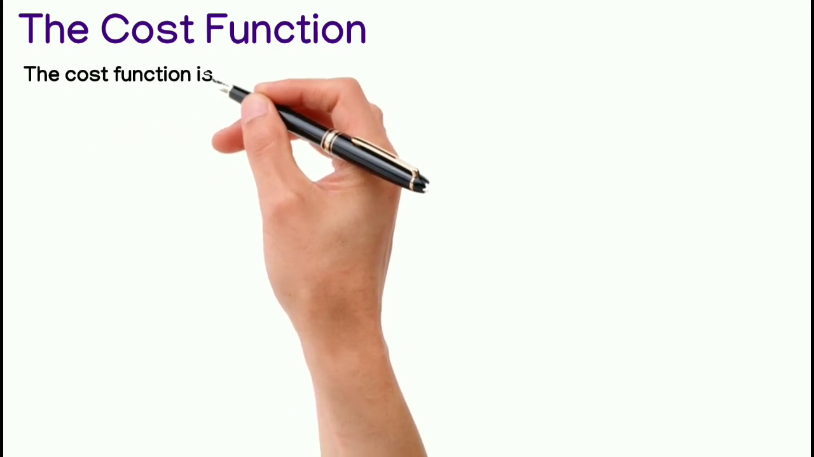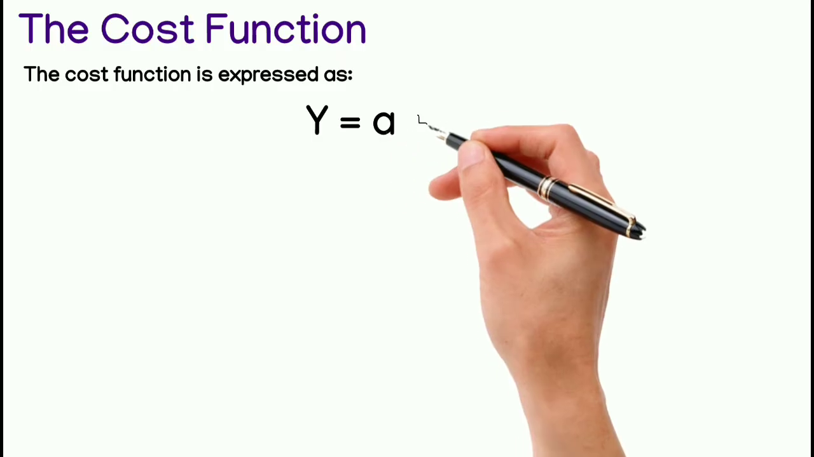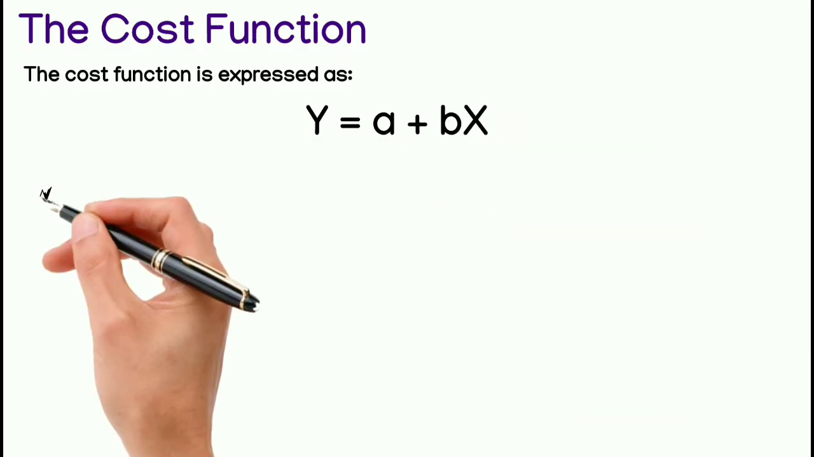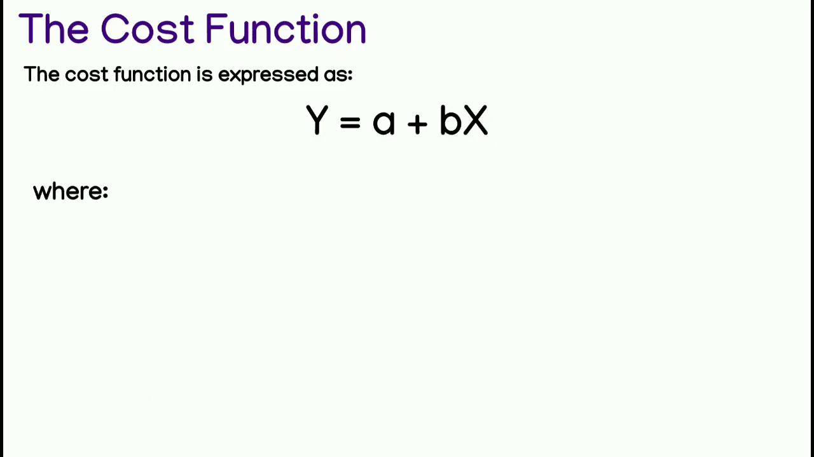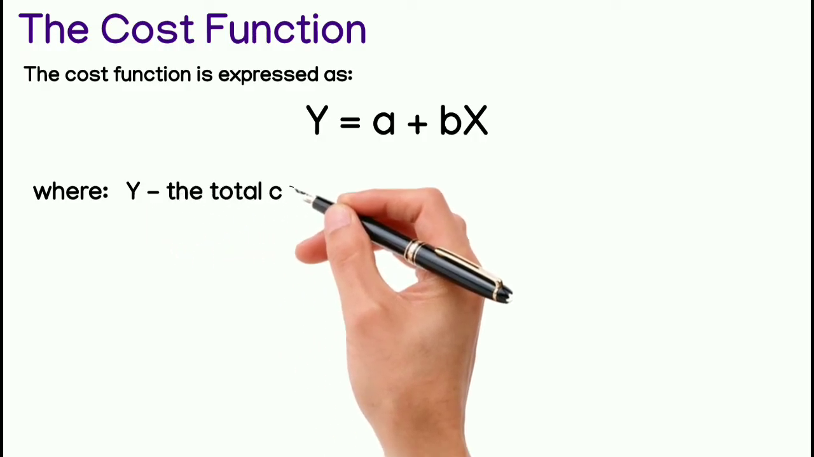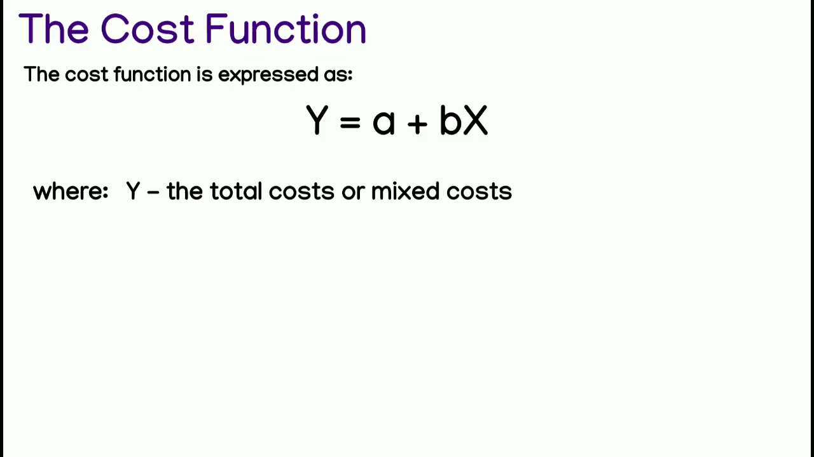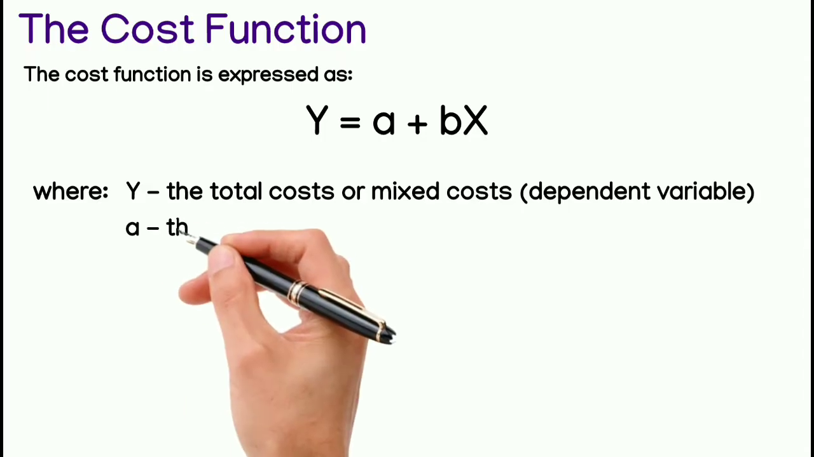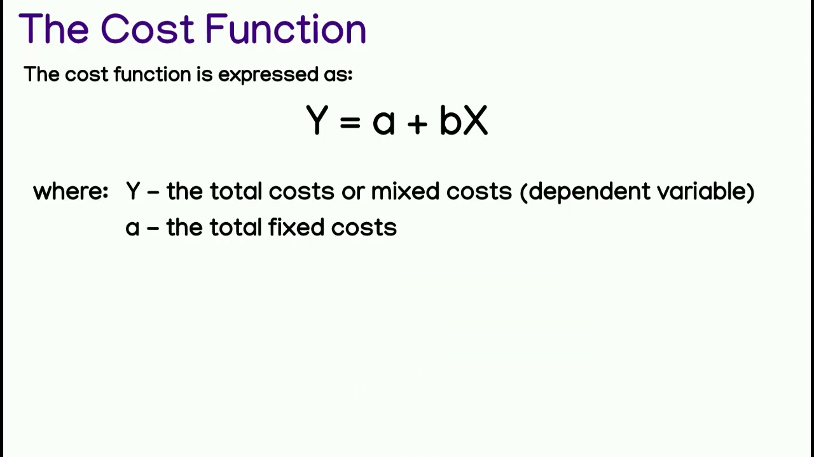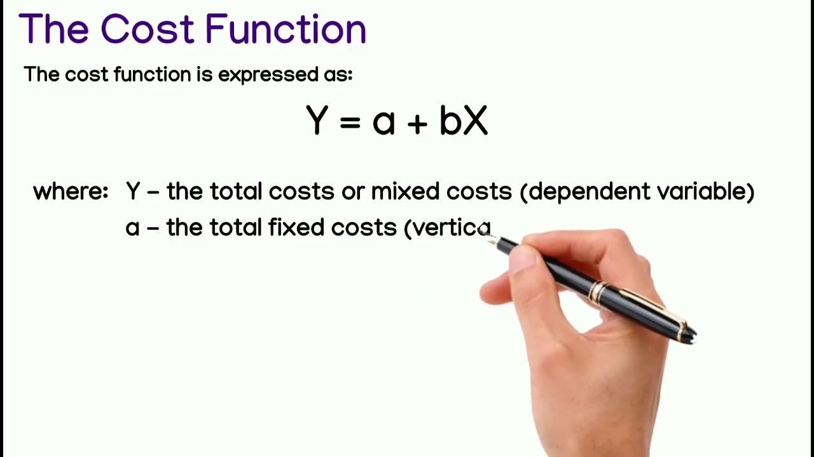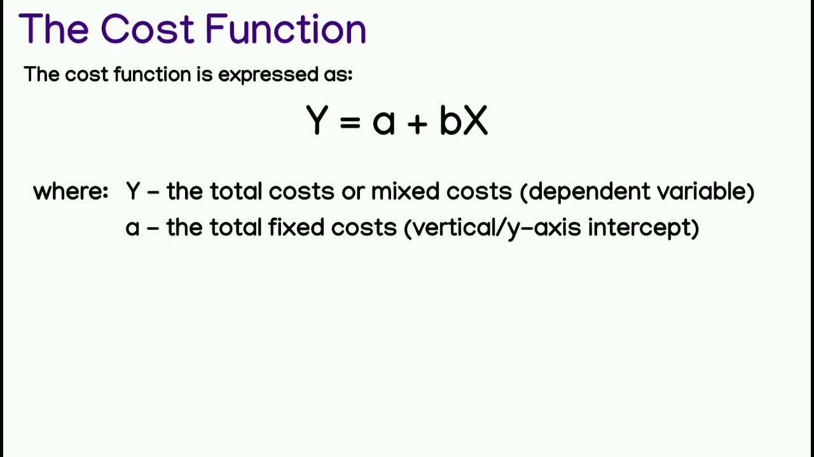The cost function is expressed as y = a + bx. In accounting, y is the total costs. In mathematics, y is the dependent variable. In accounting, a is the total fixed costs. In mathematics, a is the vertical or y-axis intercept.